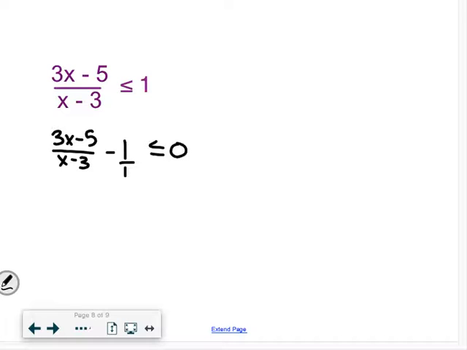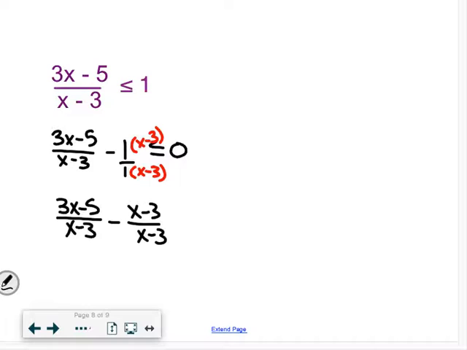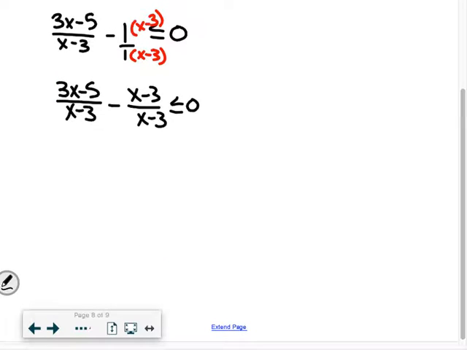In order to subtract fractions, what would I need? A common denominator. So this one has a denominator of x minus 3. I'm going to give this guy a denominator of x minus 3, which means I have to multiply the numerator by x minus 3. So this is 3x minus 5 over x minus 3 minus x minus 3 over x minus 3. Which really just to me says minus 1. So you got to get common denominators, give that 1 the factor that is missing in the denominator. But you got to give it to the numerator and the denominator.